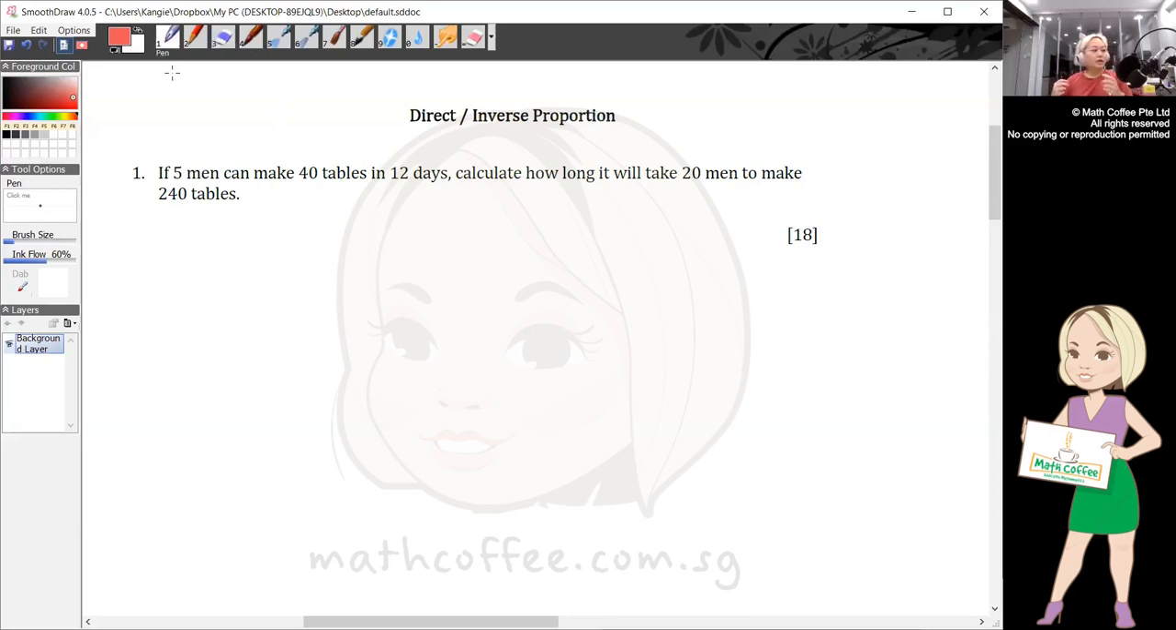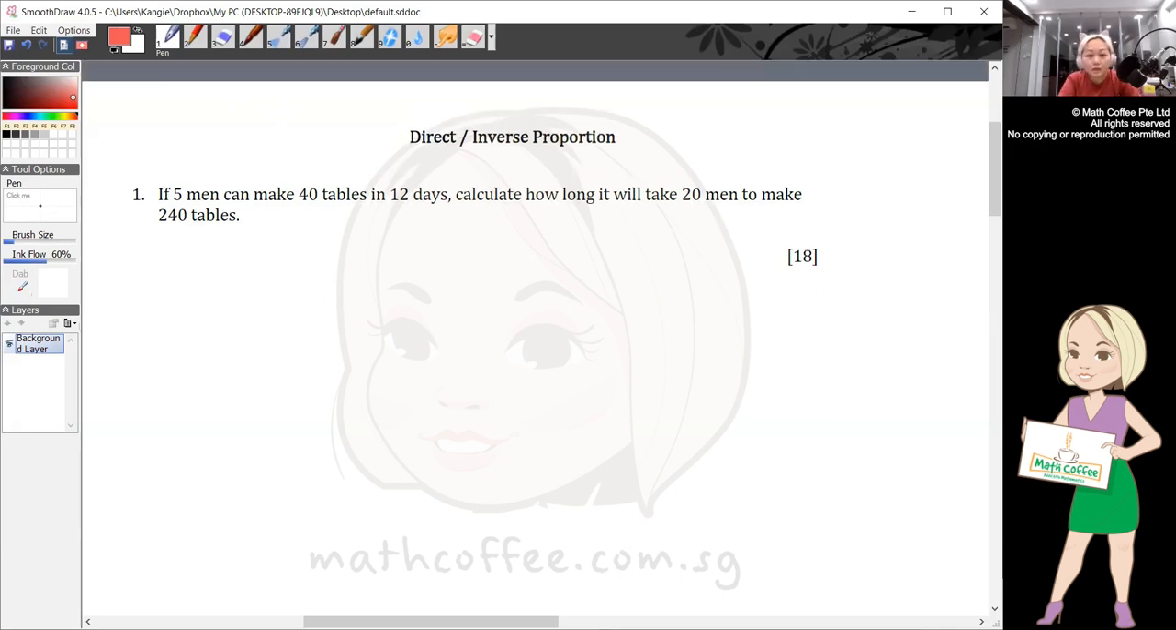Okay, so these are the typical questions that will always come out. The method that I teach will not be the same as what the school teacher teaches. Usually the school teacher likes to teach things like, they write 5 men, then 40 tables, then after that you have 12 days. Then they do it in this form. But I use the 3 variable formula to do such questions.